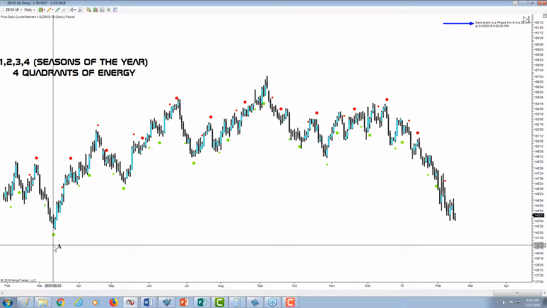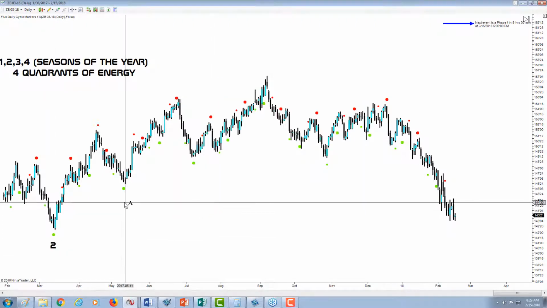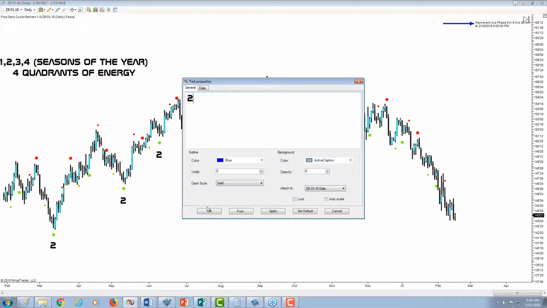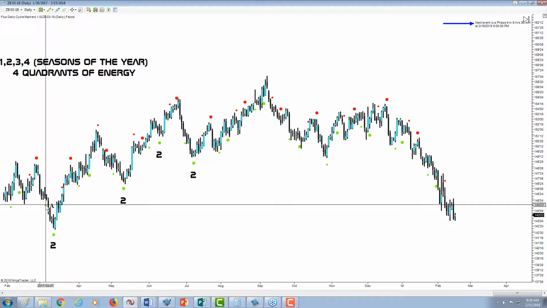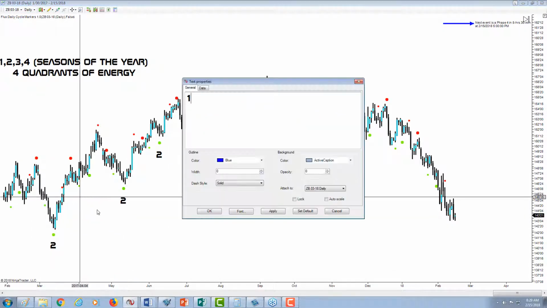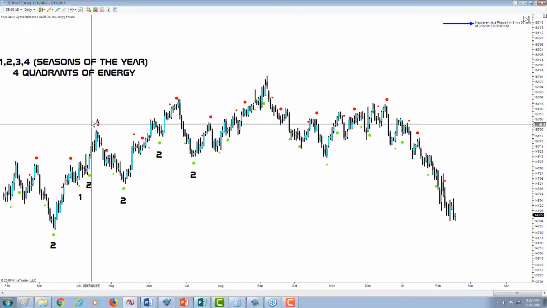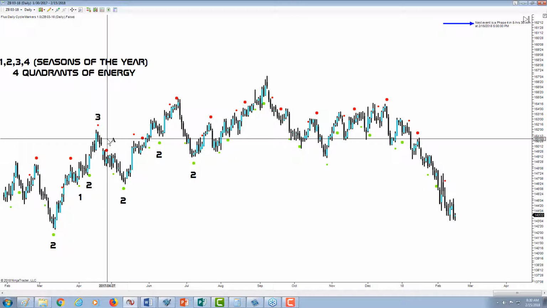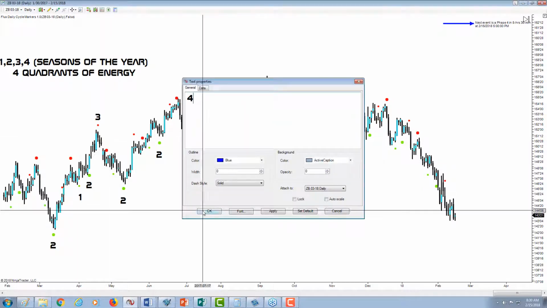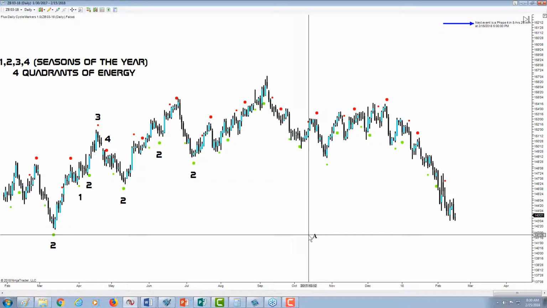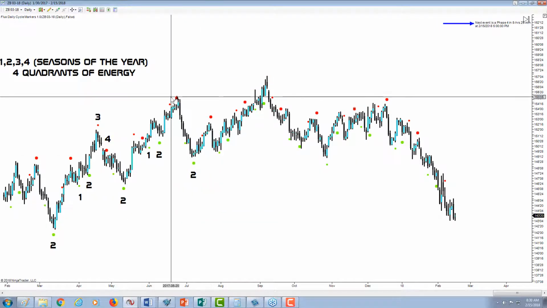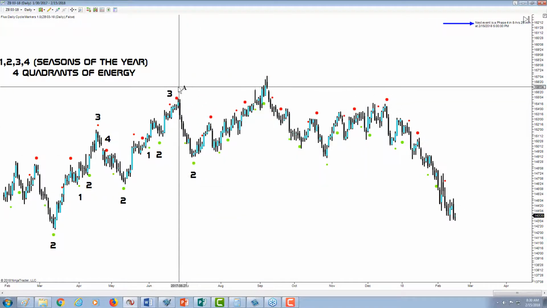Now, everywhere you see on bonds a large green dot is a pattern 2 or phase 2. Everywhere you see a little green dot is a pattern 1. Everywhere you see a little red dot is a pattern 3. And everywhere you see a large red dot, Mike, is a phase 4 or a pattern 4. Is everybody with me? So it's sort of like a dance. 1, 2, 3, 4. 1, 2, 3, 4. 1, 2. You get the point.